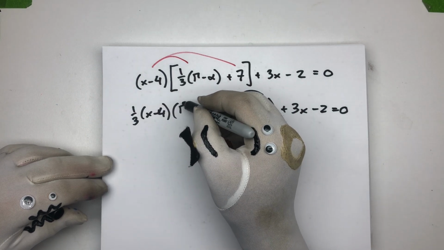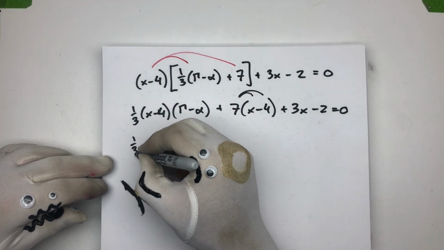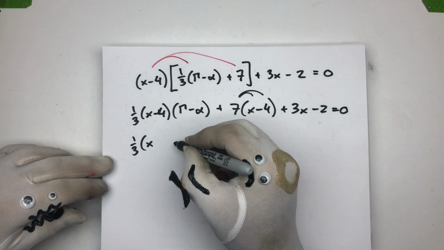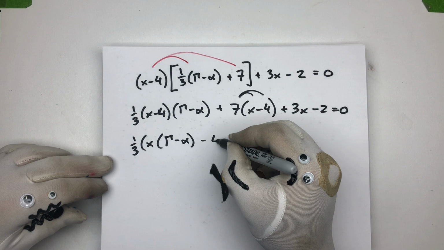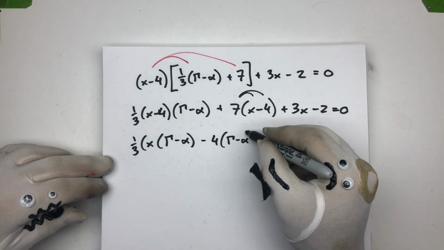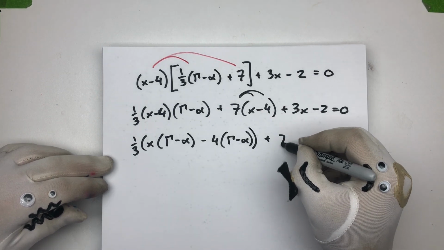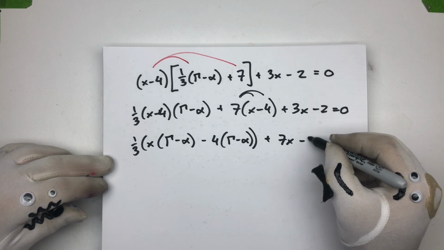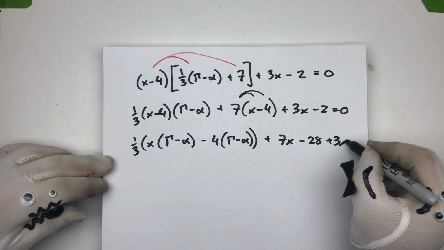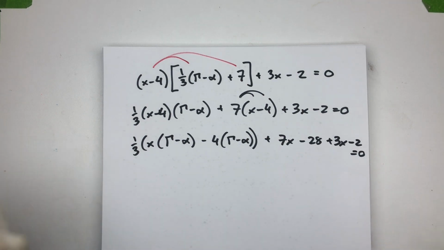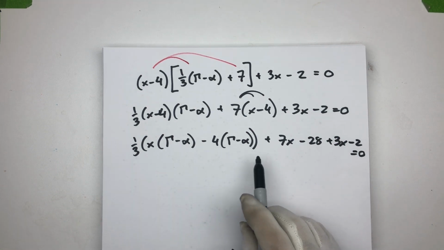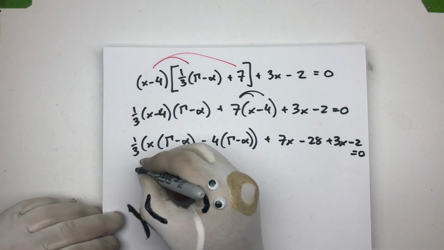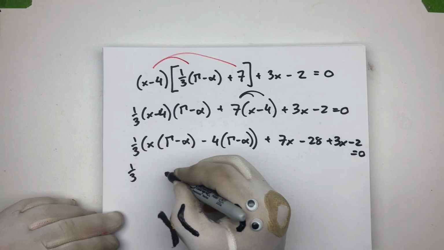So I'm going to multiply this guy into here first. I'm going to keep the 1/3 out, and then I'll keep x times (gamma minus alpha) minus 4(gamma minus alpha), bracket closed, plus 7x minus 28, plus 3x minus 2 equals 0. Okay, let's make sure I did that right. Yep.